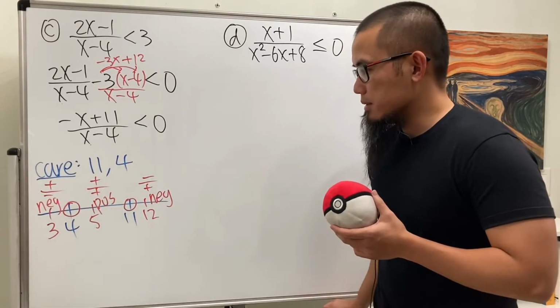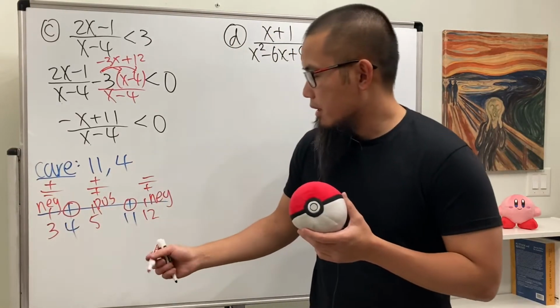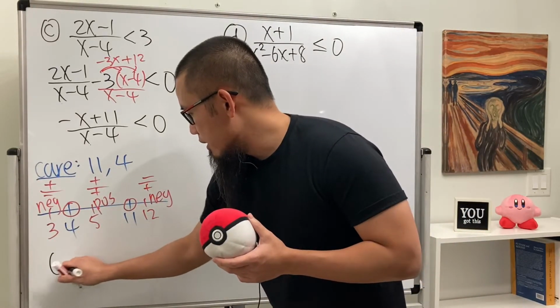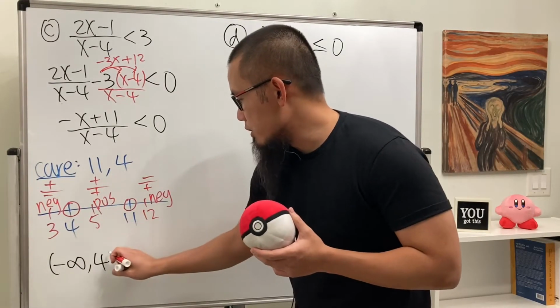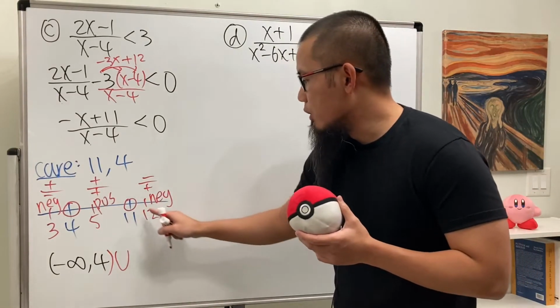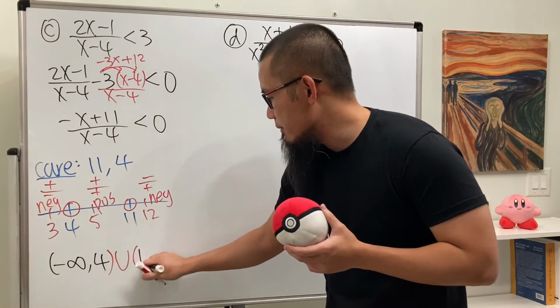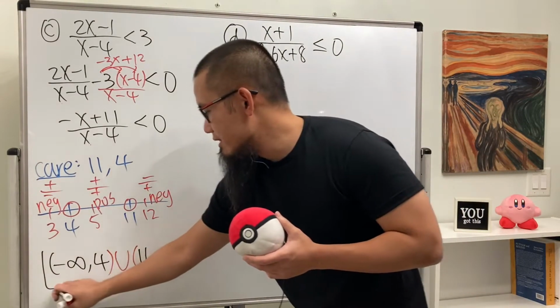For the first piece, we want to go from negative infinity to positive 4. Okay, so negative infinity to positive 4, but do not include the 4. So parentheses, and we will union the second interval, which starts at 11, and then we go to infinity. Yeah, so this is what we have.